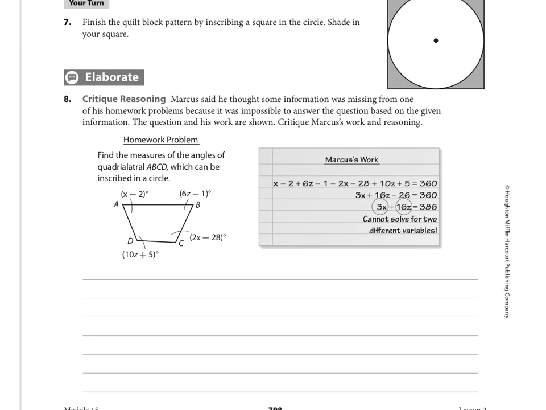The homework problem that you're given is find the measures of the angles of quadrilateral ABCD, which can be inscribed in a circle. So there's the diagram there, and there's his work. See if they jive together with what you know about inscribed quadrilaterals. You don't have to write a book here. I know there's a lot of lines. They don't all need to be filled in, but just kind of get some thought process down, and we'll check that tomorrow. All right, we'll see you next time.